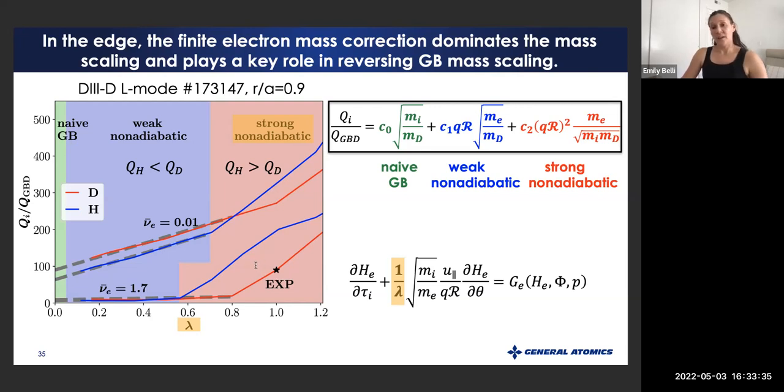So overall, in the Elmwood edge, the non-adiabatic electron drive is significantly enhanced by increased Q, such that it not only regulates the turbulence, leading to explosive values of the fluxes, but the associated finite electron mass corrections also dominate the ion mass scaling and play a key role in reversing naive gyroBohm mass scaling.